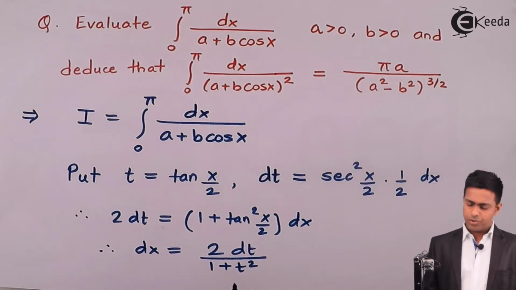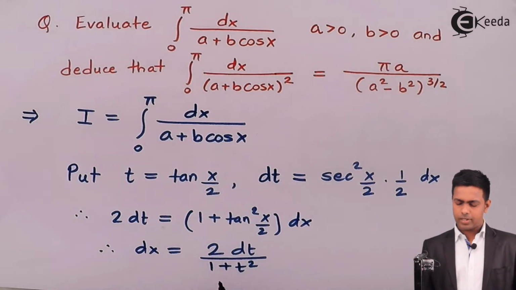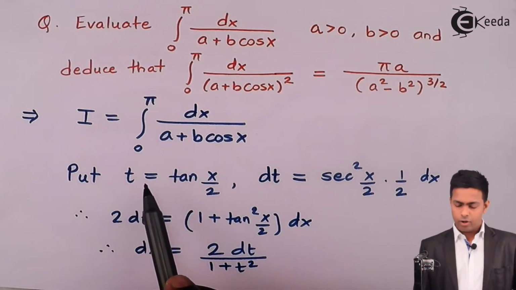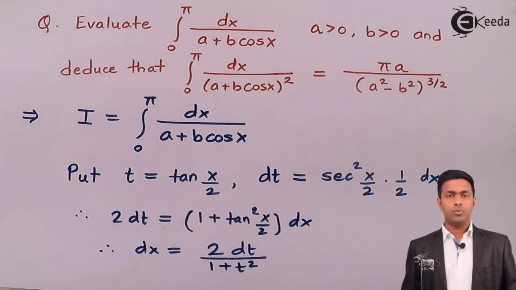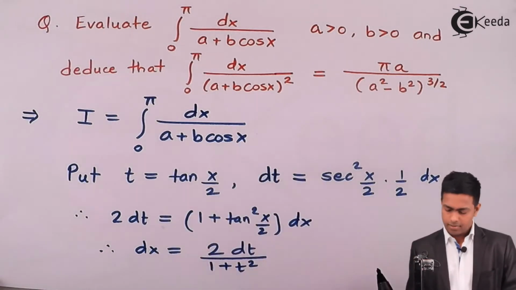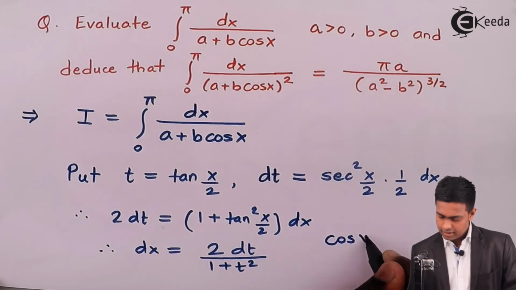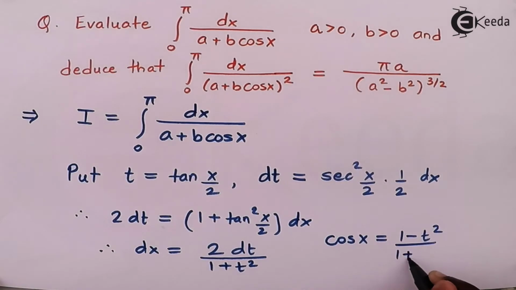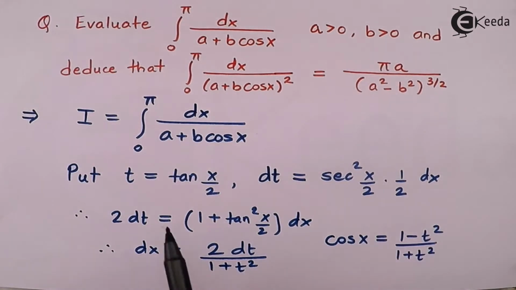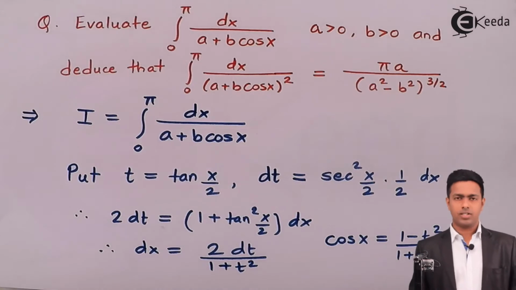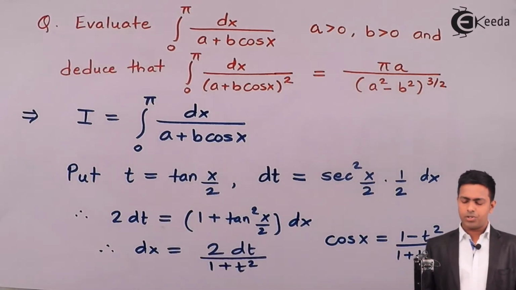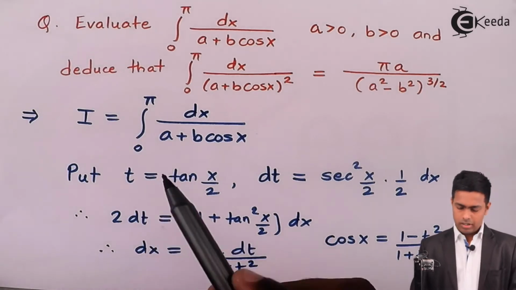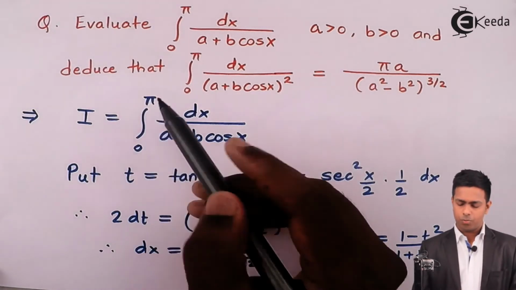So here we got the substitution for dx as 2 dt upon 1 plus t square, and for that we'll put t as tan x by 2. Now what about the cos x? So cos x can be represented as 1 minus t square upon 1 plus t square, because t is tan x by 2, so this will be 1 minus tan square x by 2 upon 1 plus tan square x by 2, which is the formula of cos x. So here we got all the substitution. Now we just have to check the limits. So limit is from 0 to pi.